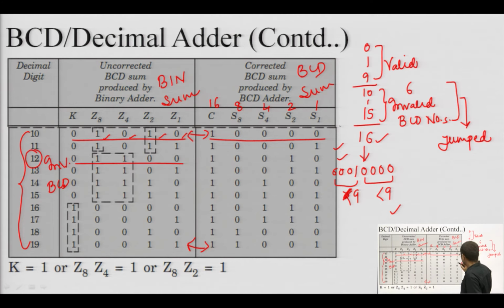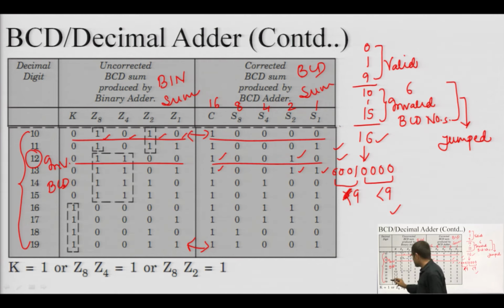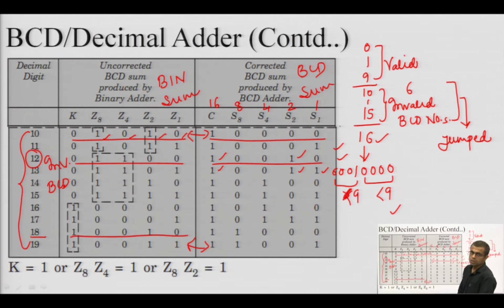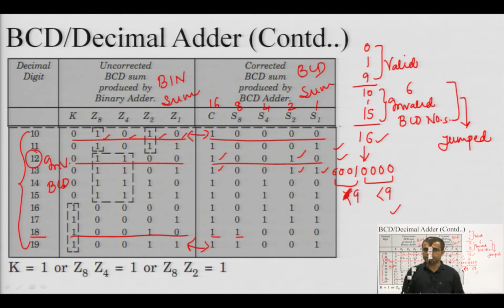18 is 16 plus 2. That is why 12 plus 6 is equivalent to 18. Similarly, we can check these cases as well. 18 is written as this number in binary. 18 plus 6 is 24, so it is the corrected binary sum. 24 is 16 plus 8.